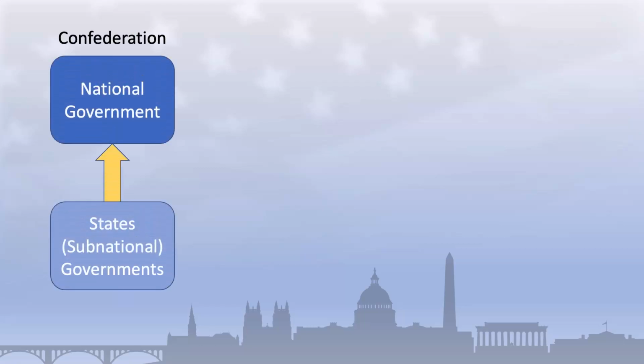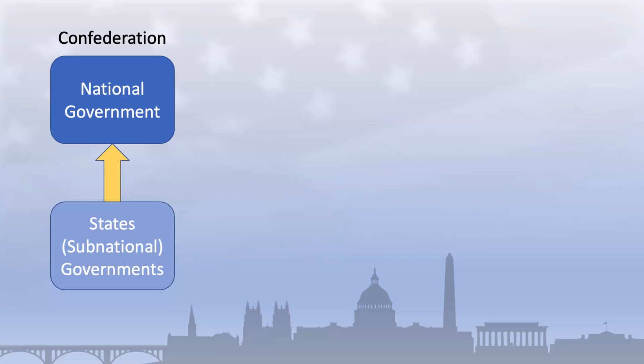You should remember from our previous video that federalism is one of three ways to divide power between the national and subnational governments in a country, with the other two being confederation and unitary systems. In a confederation, like the system of national government that existed under the Articles of Confederation, authority rests primarily with the subnational governments, and the national government has only those powers granted to it by the states.